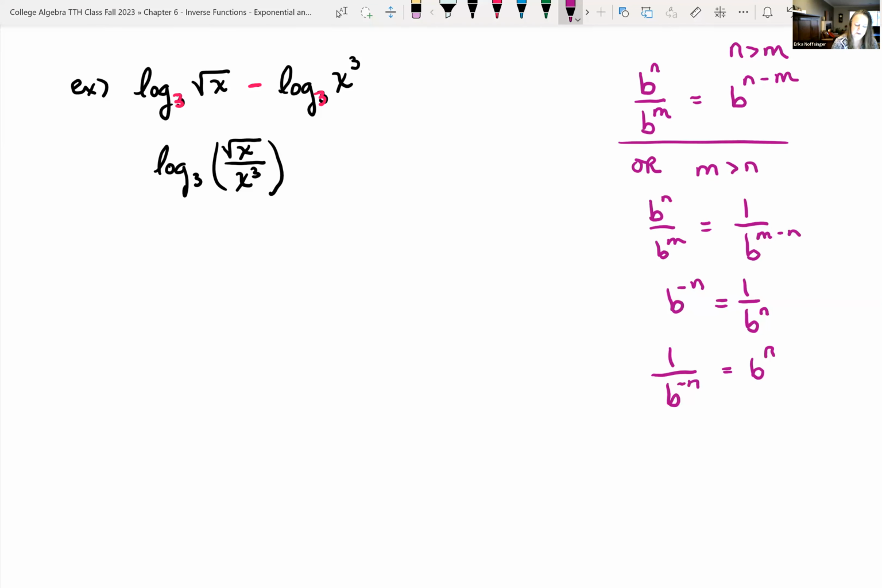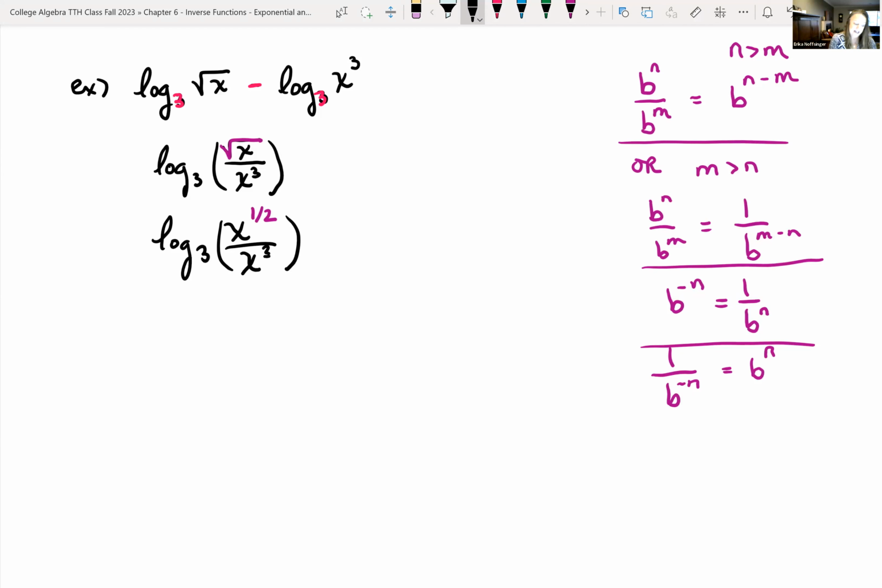So thinking of those properties, let's rewrite, first of all, the square root of x as an exponent. So this is log base 3 of x raised to the 1/2 power all over x cubed. So I have the same base, x. I notice that 3 is larger than 1/2. So I'm going to use my properties of exponents and rewrite this as log base 3 of 1 all over x to the 3 minus 1/2 exponent.